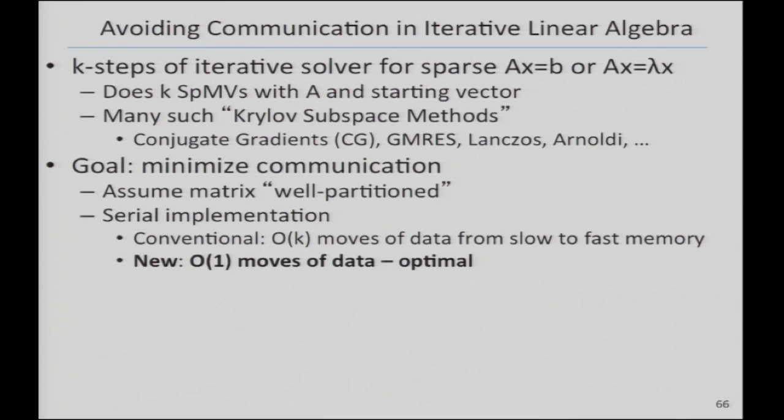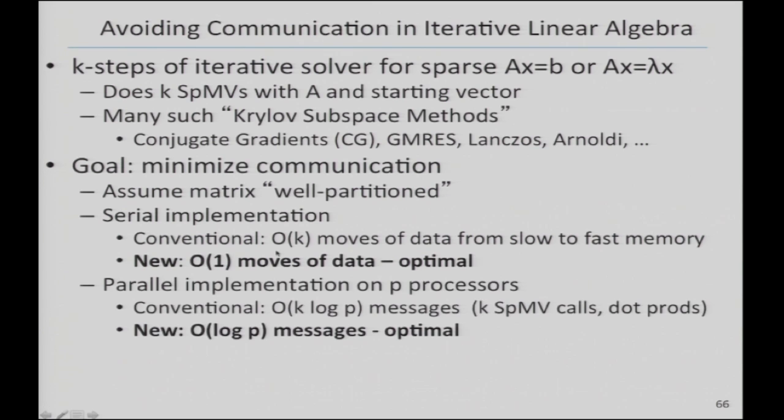So what about the parallel case? Imagine now I've spread my matrix and all my vectors out over p processors. What's the conventional cost? I'm going to have k steps. Each step is going to have nearest neighbor communication, but it's also going to do a reduction, since I'm going to have dot products. So the number of messages is going to grow something like k log p, because each reduction is going to cost log p. The new algorithm is not going to depend on k. Again, I'm going to take k steps of the algorithm and do log p messages. So that's going to be the goal.